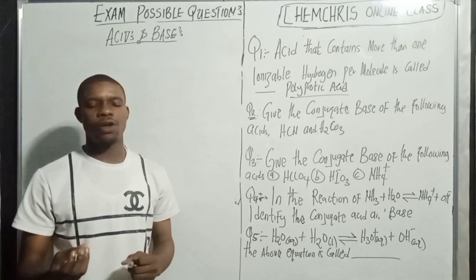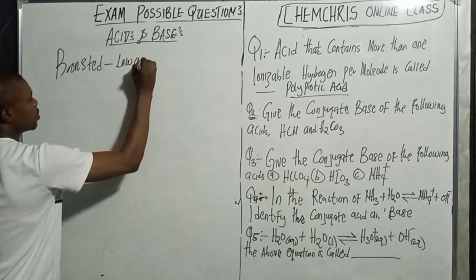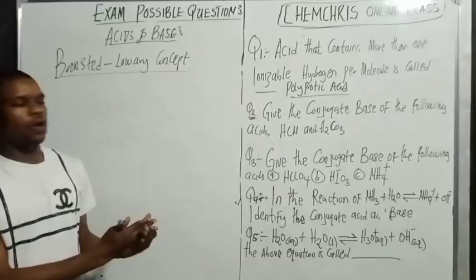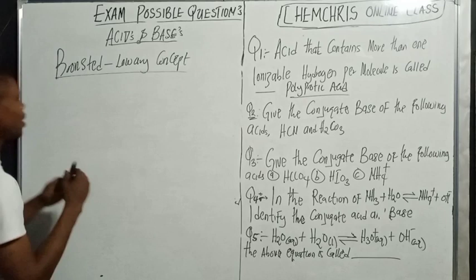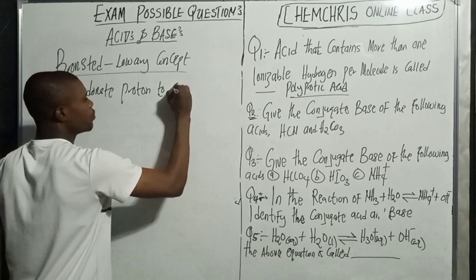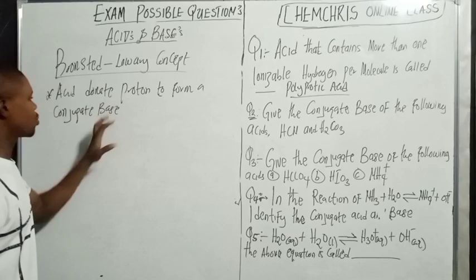So in the Bronsted-Lowry concept, we should understand this here. In the Bronsted-Lowry concept, an acid donates a proton to form a conjugate base. Very important. Acid donates a proton to form a conjugate base.